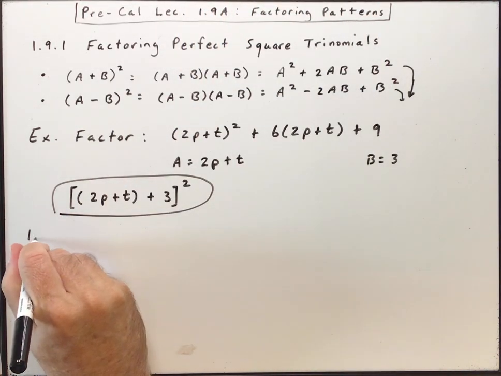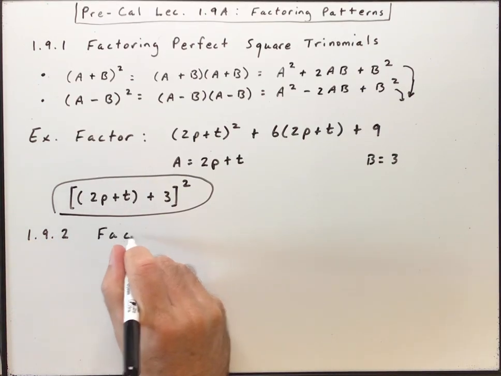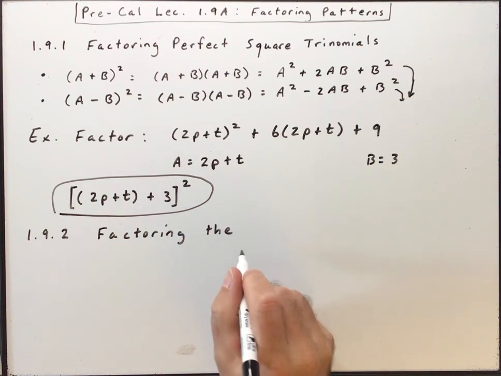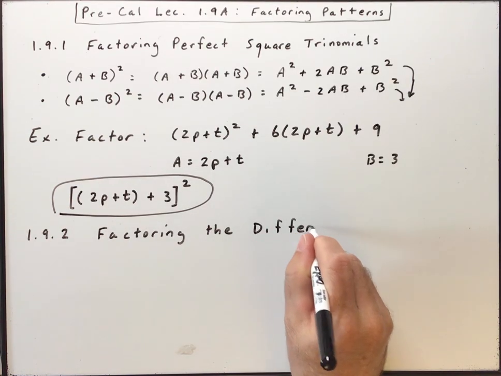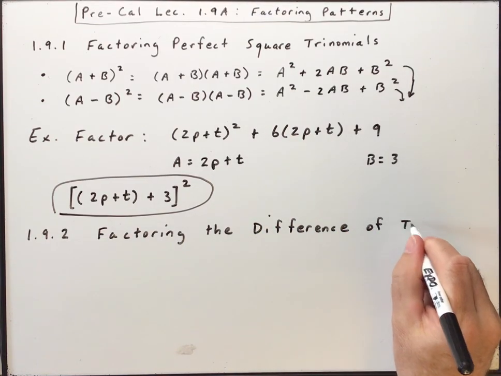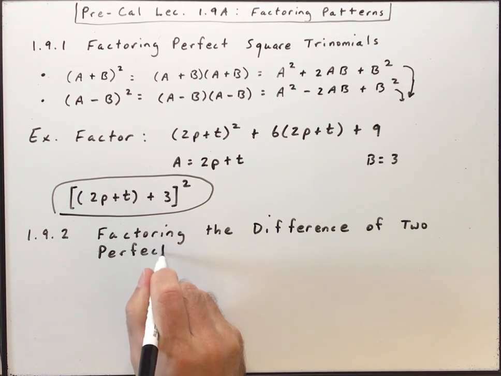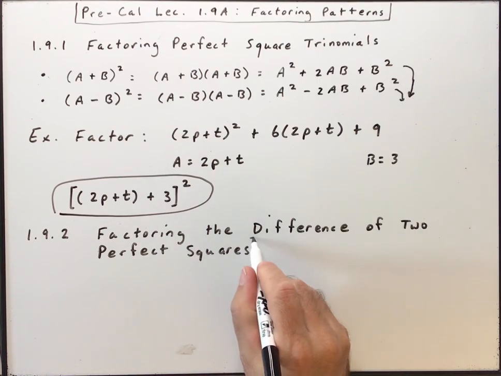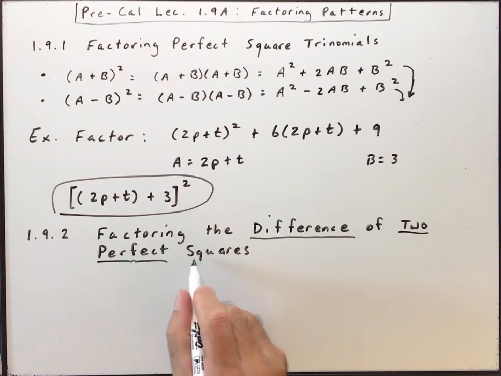All right, section 1.9.2 is factoring the difference of two perfect squares. Okay, it's got to just be the difference. So a minus sign and two perfect squares.